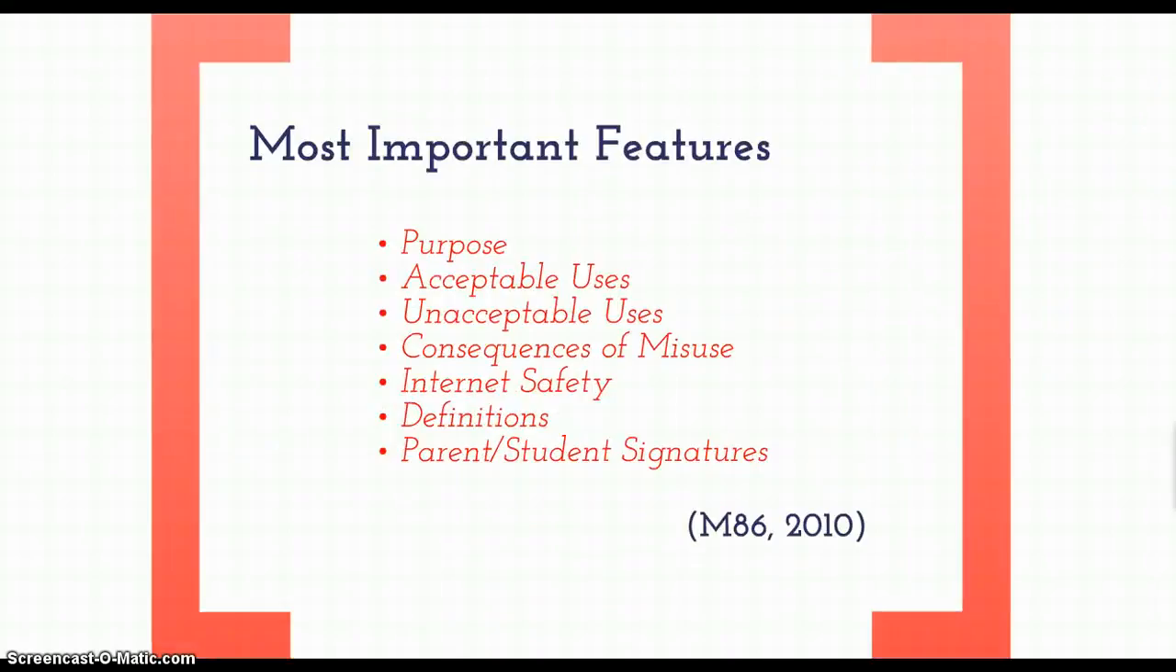So what exactly should you look for in an AUP? Of course, you always want your document to have a purpose so that the people reading it know what it's used for. Acceptable and unacceptable uses, as we've discussed, consequences of misuse, internet safety guidelines such as not revealing personal information, definitions of ambiguous terms, and student and parent signatures.